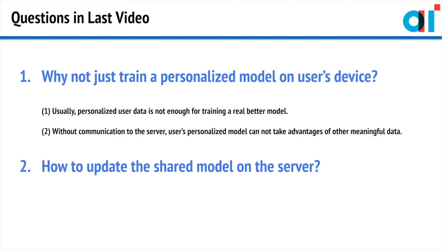However, there are some constraints in real life. First, personalized user data usually is not enough for training a better model. Also, individual user cannot take the advantage of other users' meaningful data without communication to the server. Of course, for some user who generate quality data frequently, they may get a good personalized model even without communication with server. But in the Pareto efficiency sense, the communication between user device and server is a must.